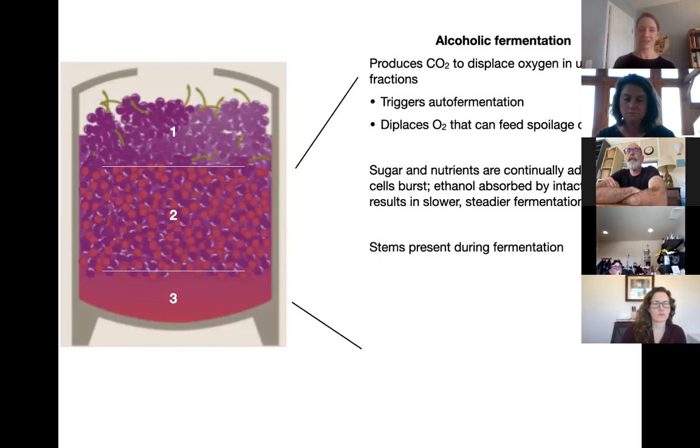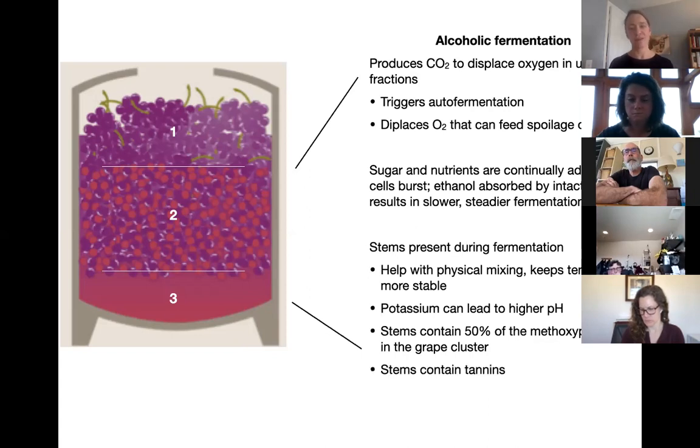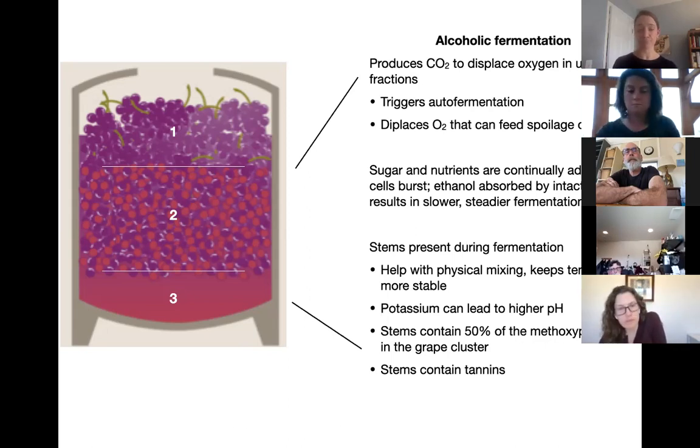And then, of course, in fractions 2 and 3, if there are whole clusters in there, there are stems in there with them. Those stems do actually help with physical mixing. So sometimes we see a little bit less of a thermocline between our cap and the rest of the fermentation, because those stems help to break things up a little bit. But of course, stems bring potassium, they bring methoxypyrazine, and they bring tannins. That potassium may cause a shift in our pH. Methoxypyrazines may give us a little bit more green character. And we would certainly expect to have more tannin in these as well. Sometimes we might want that, sometimes we might not want that.